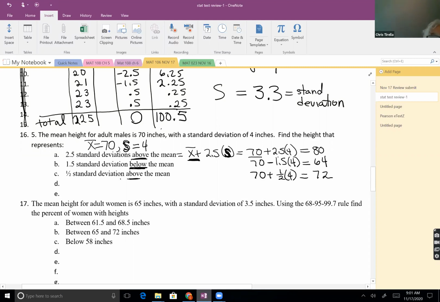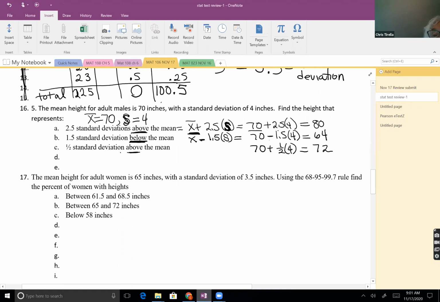The next one, because it's below, instead of adding, we'll subtract. This time we're subtracting 1.5 times that standard deviation. So that would be 70 minus 1.5 times 4, which gives me 64. Oh, okay, I get it. Thank you for asking.